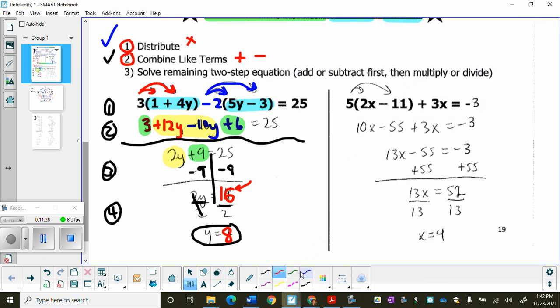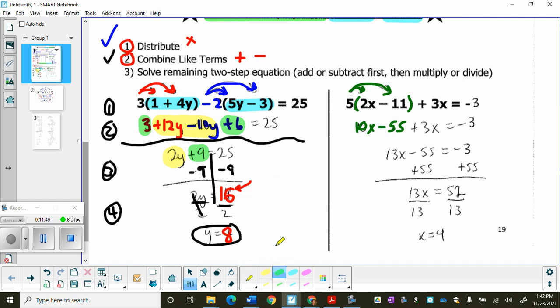All right, cool. So for the next one, I see a set of parentheses, so I'm going to have to distribute. And when I distribute 5 times 2x, I get 10x. And 5 times negative 11 is my negative 55. So I took care of the first step, I distributed, and this time we only had one set of parentheses, so we only had one thing to distribute, and we took care of it there.